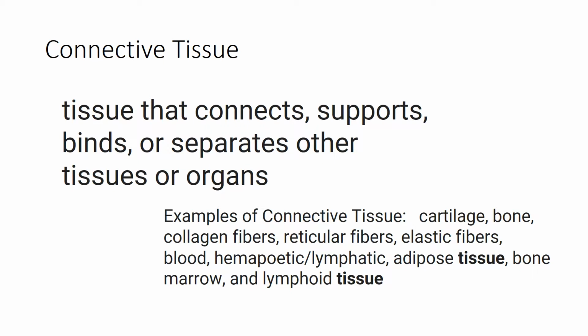Connective tissue connects, supports, binds, or separates other tissues and organs. Examples of connective tissues include cartilage, bone, collagen fibers, elastic fibers, and blood. Yes, blood is a part of connective tissue. Also the lymphatic, and adipose, which is basically fat. Then bone marrow and lymphoid tissue. Those are all under the umbrella of connective tissue.